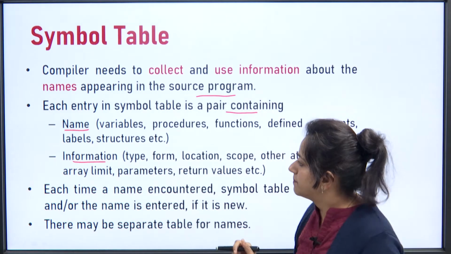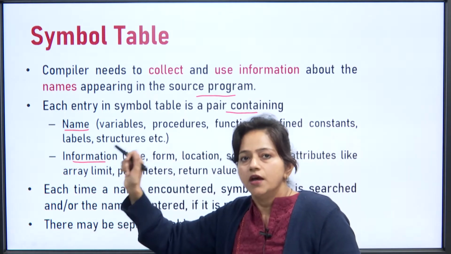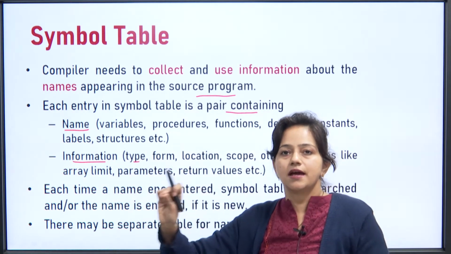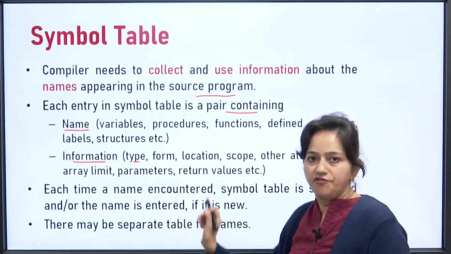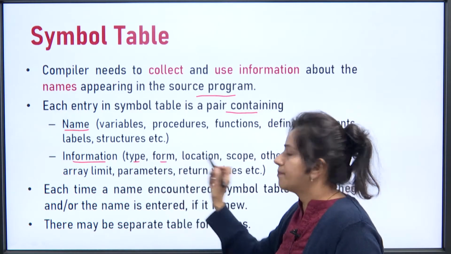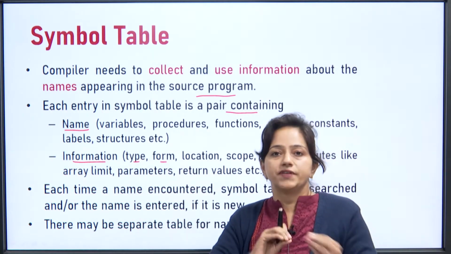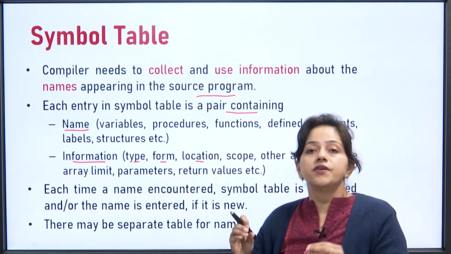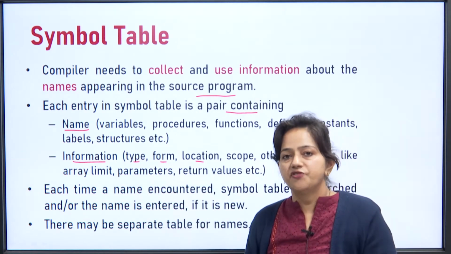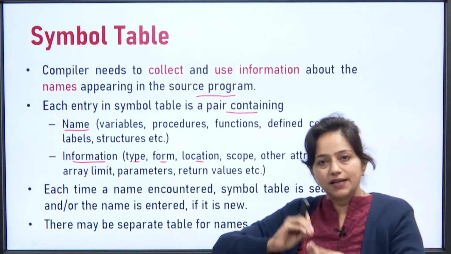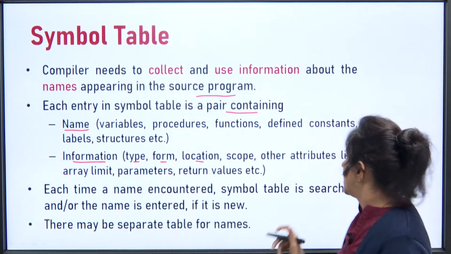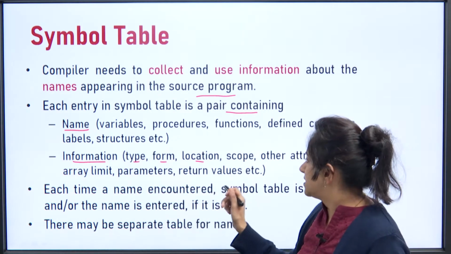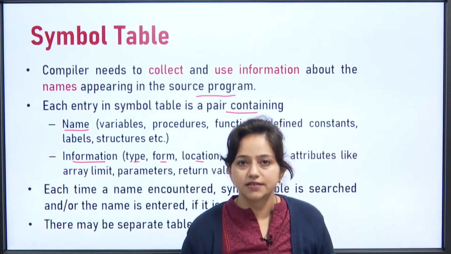Now, the second part of the symbol table entry is the information about that name. Information means the type of that particular name: is it float, integer, character, or double? So, what is the data type for it? Next is the form: is it a simple form or a structural form, a complex data structure? Next is the location where we will store the name as well as the information. Next is the scope: global or local. There could also be other attributes, like the array limit if you are talking about an array, or parameters and return values if you are talking about procedures or functions.